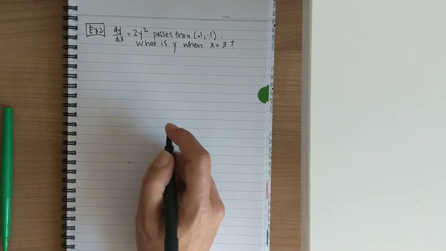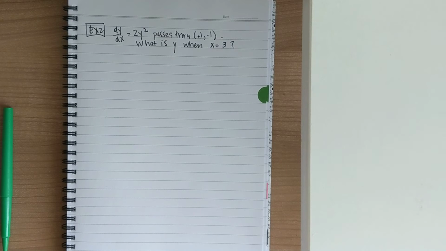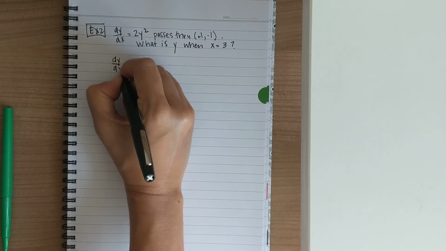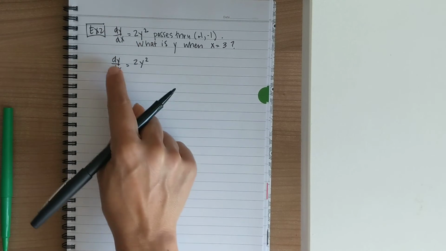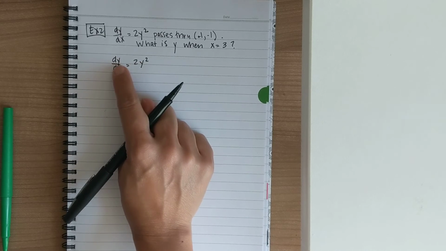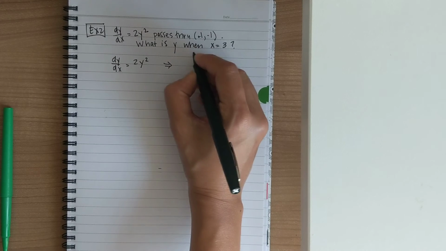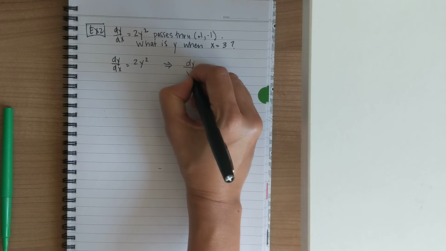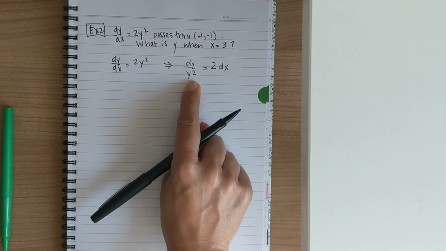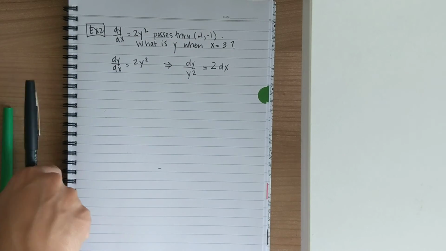So we know that dy over dx equals 2y squared. But the first thing we need to do is separate the variables. If dy over dx equals 2y squared, I can move the y squared over so that my y's are together. So I end up with dy over y squared equals 2dx. Now my y's are together, my x's are by themselves, so now I can integrate this thing.